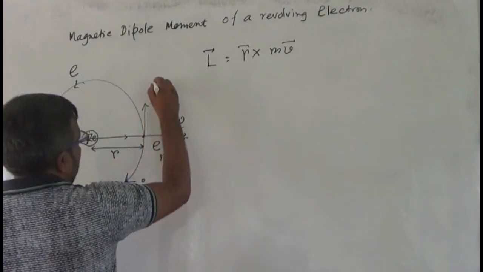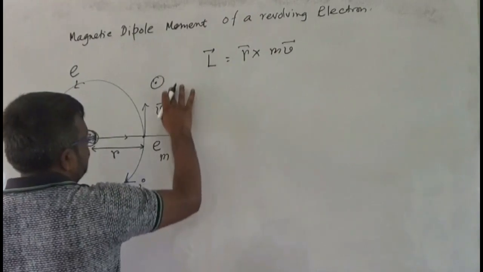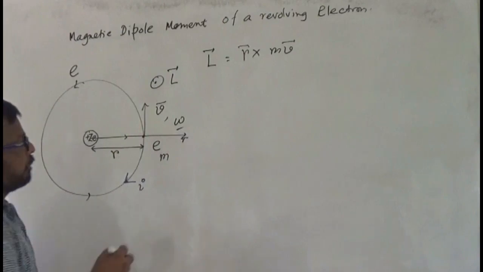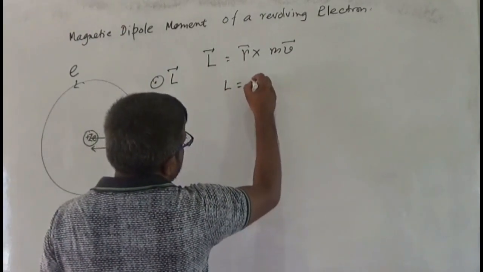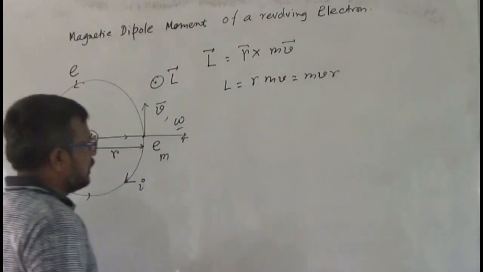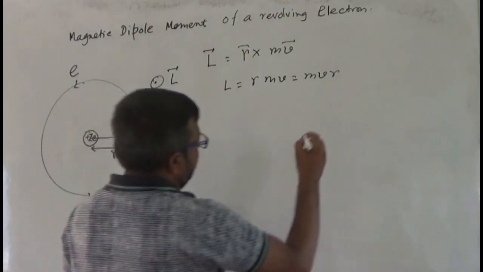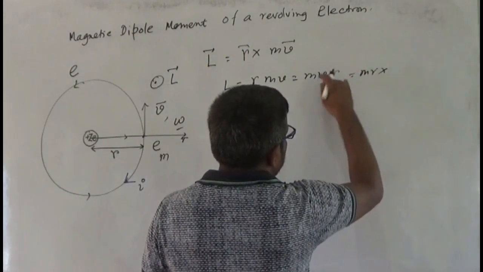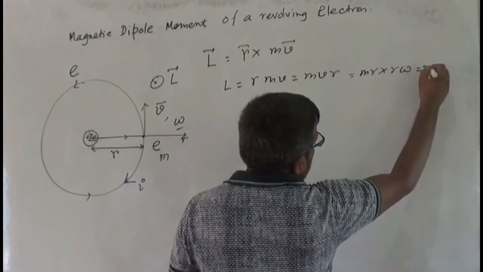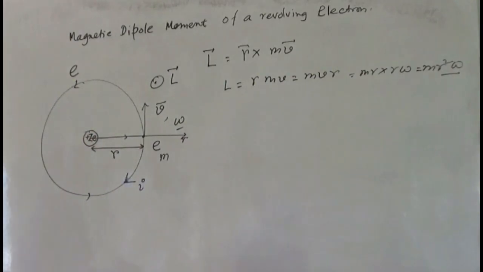This is the direction of L, angular momentum. And these two are perpendicular. Therefore, the magnitude of L is rmv, or you can say mvr. If we write this in the form of omega, then we can write m r into v, where v is r omega. Therefore, m r square omega. This is the angular momentum of the electron.